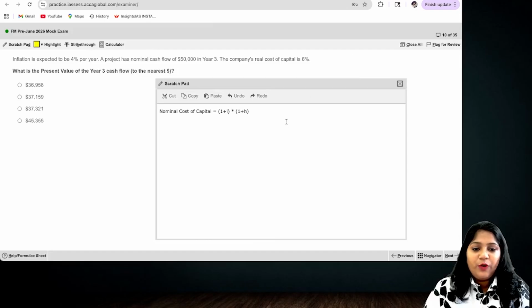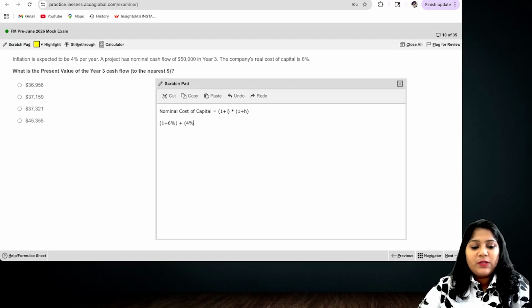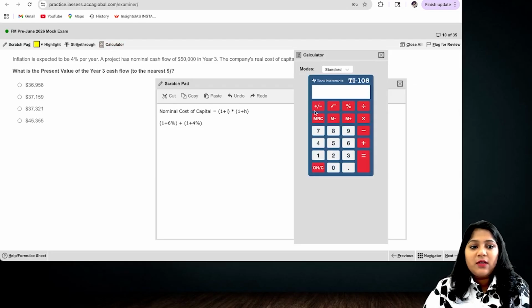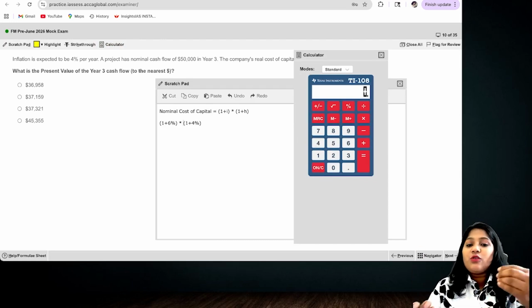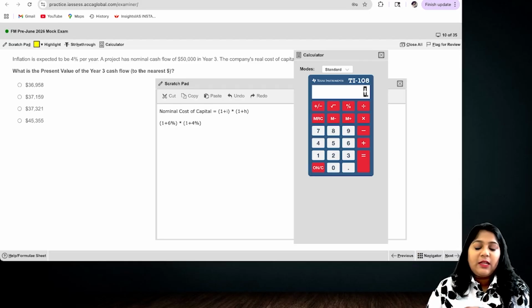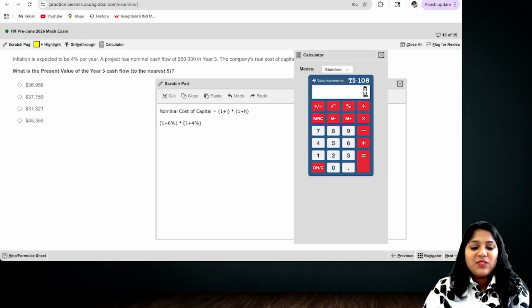So this is Fisher's formula. 1 plus R is equal to 1 plus I into 1 plus H. So what is 1 plus I? 1 plus I is nothing but 1 plus 6%, and 1 plus H is nothing but 4%. So if you take the calculation, take your calculator, because you can use either your calculator or the calculator from the portal. Either way it works. I would suggest you use a physical calculator because you're quick on that. I don't have an option to show the physical calculator. I can't present the screen. That's the reason I'm using it.